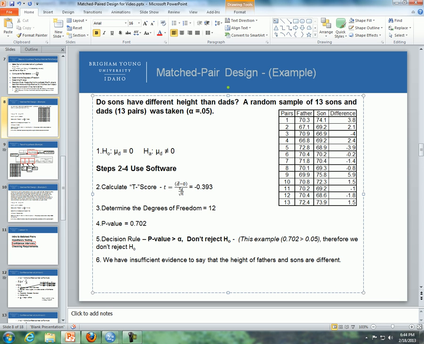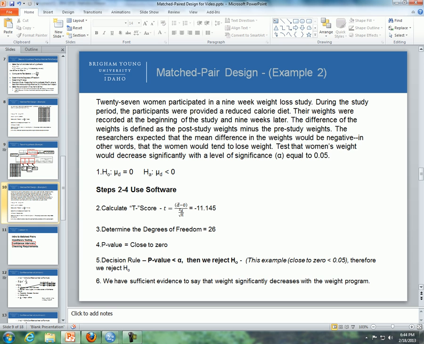And then since we don't reject the null, we therefore say we have insufficient evidence to say that the heights of fathers and sons are different. Okay, so now let's go through one more example here. So this is from the online textbook.